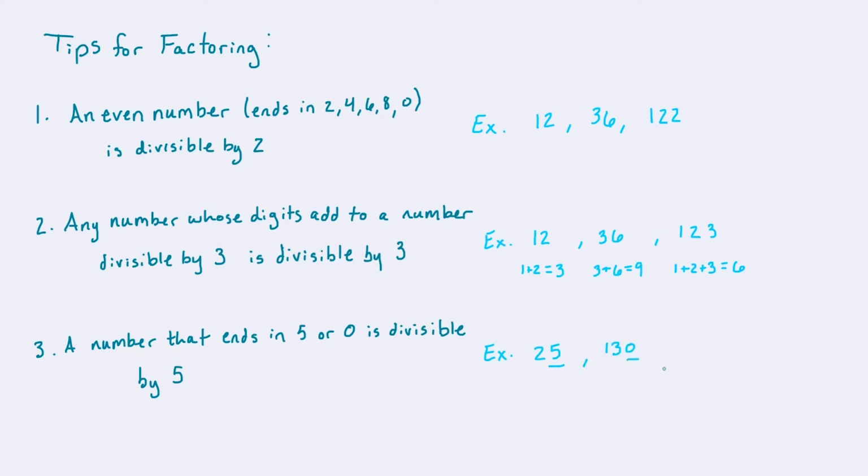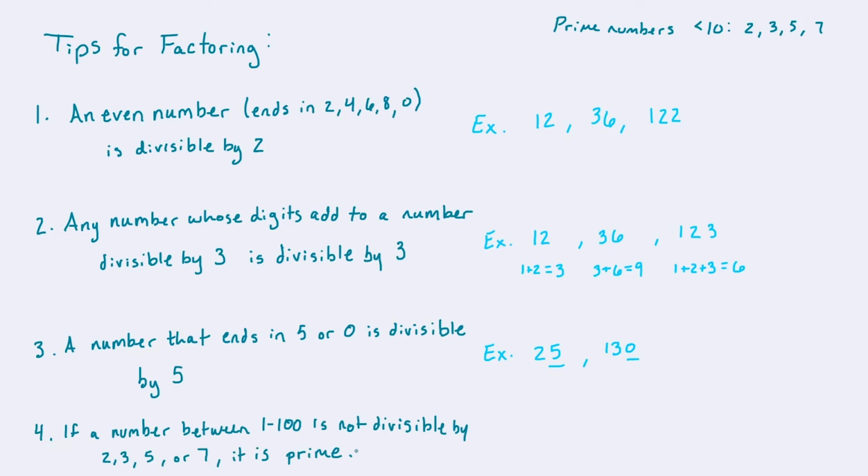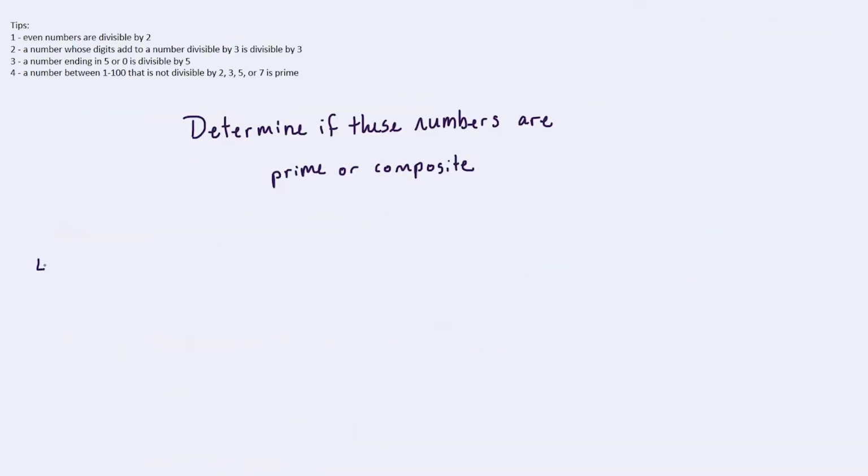The last tip for factoring requires you to know that the only prime numbers below 10 are 2, 3, 5, and 7. If a number between 1 and 100 is not divisible by one of these 4 prime numbers, then it's prime. With this information, try to see if you can determine which of these numbers are prime and which are composite. I'll give you a moment to pause the video and write down what you think.